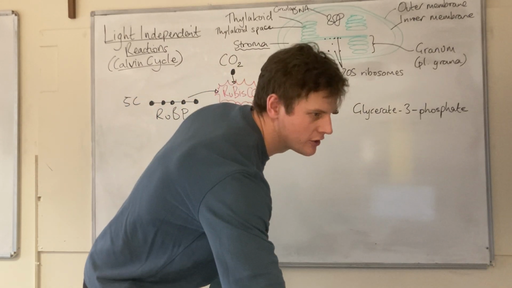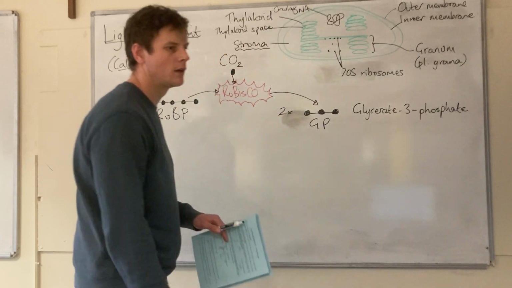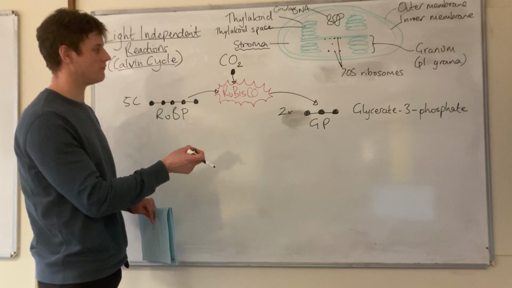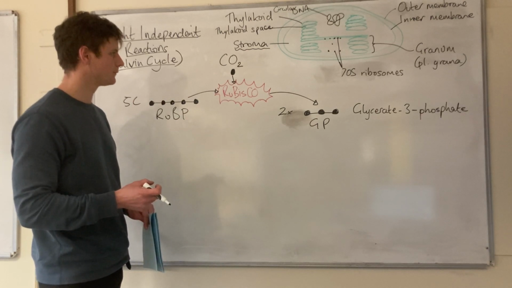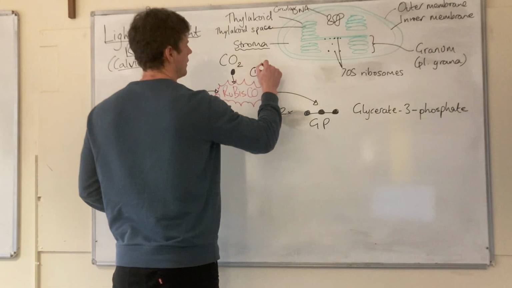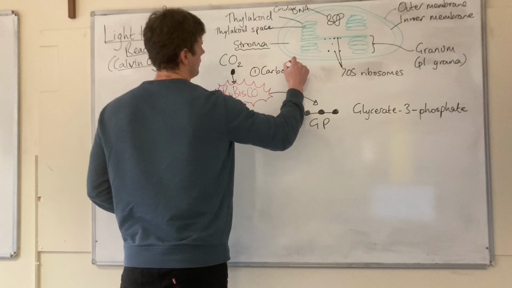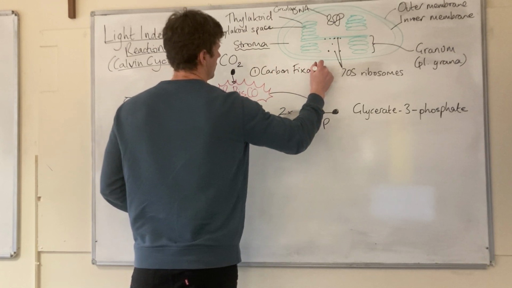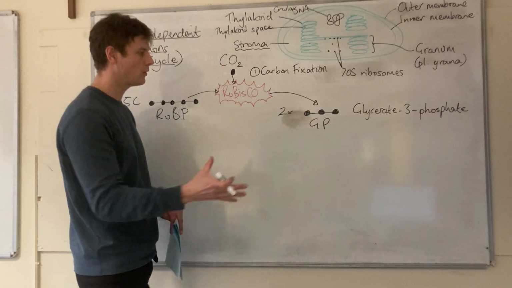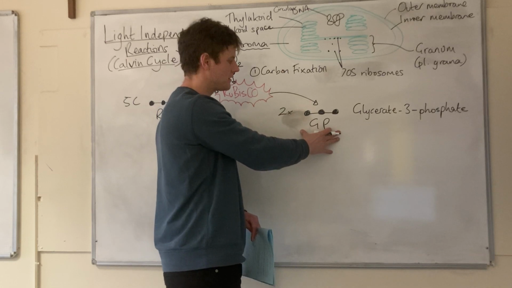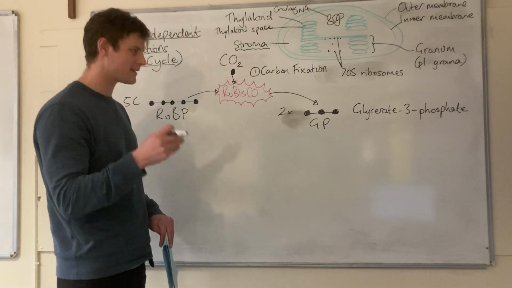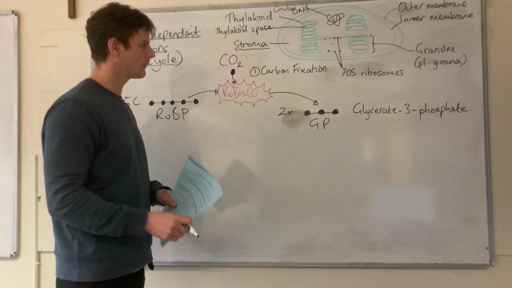In the next stage, this is where the products of the light-dependent reaction come into play. Sorry, I'm just going to go back a step. We'll call this first stage carbon fixation. So fixing carbon into a biological molecule, so we can consider glycerate 3-phosphate to be a biological molecule, fixing it from the atmosphere. So it's no longer inorganic, it's now an organic molecule.